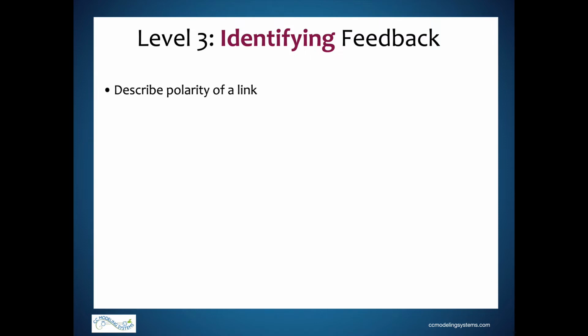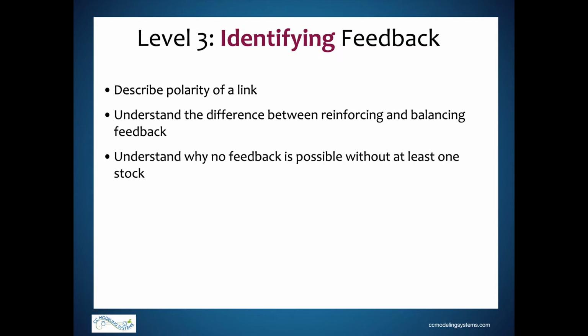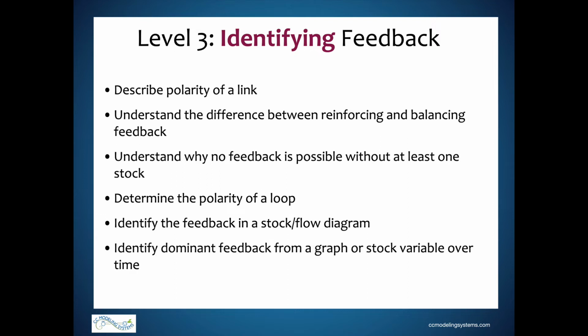Describing the polarity of a link would be part of this level. Understanding the difference between reinforcing and balancing feedback. Understanding why no feedback is possible without at least one stock in the loop. Determining loop polarity, which is very similar to item number 2 there. Identifying feedback in a stock flow diagram, identifying dominant feedback from a graph or a stock variable over time.